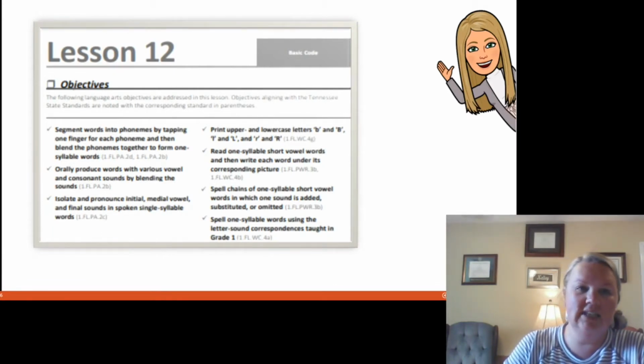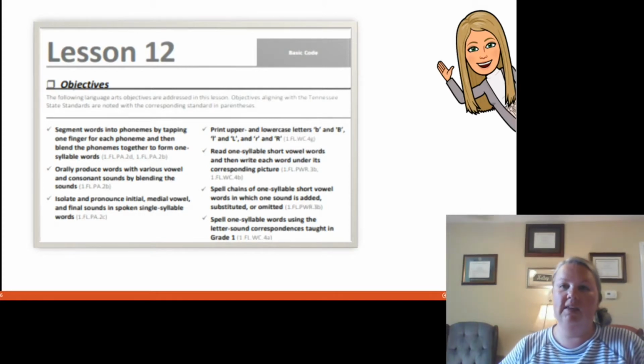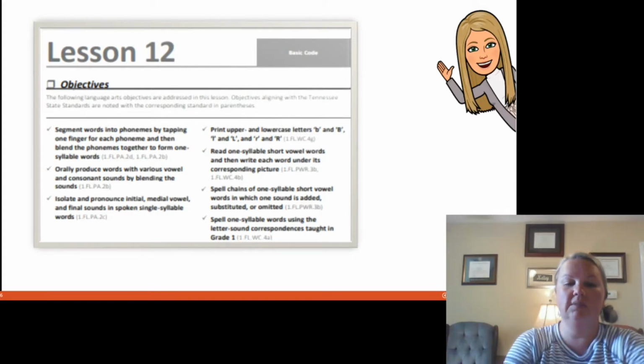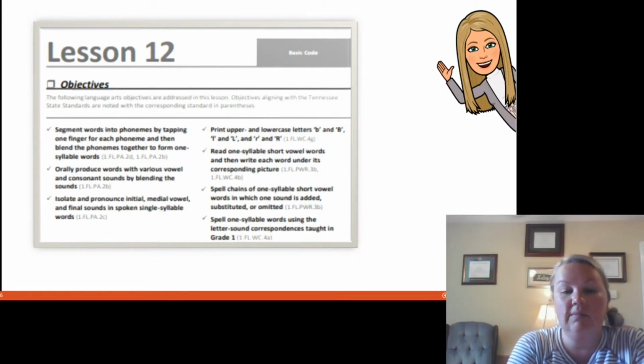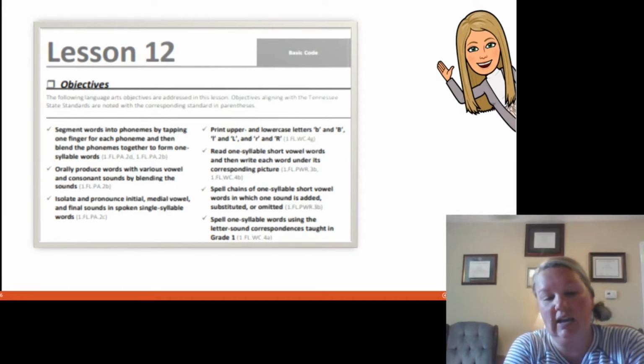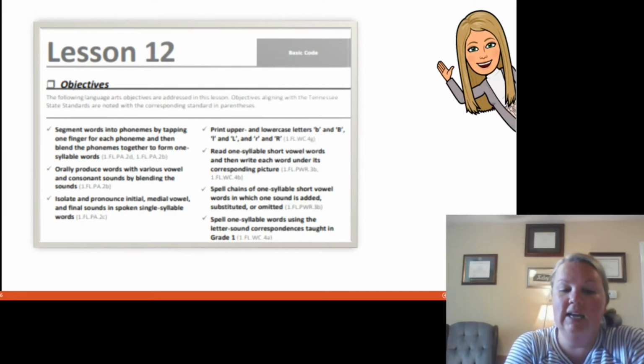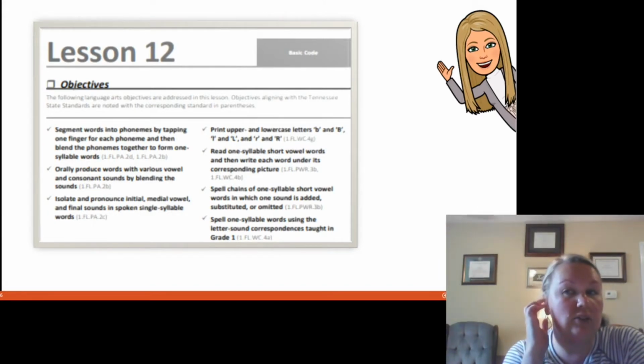The objectives for today's lesson are posted here. When we think about the objectives and what we really want you all to be able to do at the end of today's lesson, we want you to be able to segment and blend words to form one-syllable words. We want you to be able to orally produce words with various vowel and consonant sounds and be able to blend those sounds together smoothly. We also want you to be able to isolate, segment, and blend words that have a beginning consonant sound, a medial vowel, and an ending sound. Being able to isolate each one of those phonemes as you say the word.